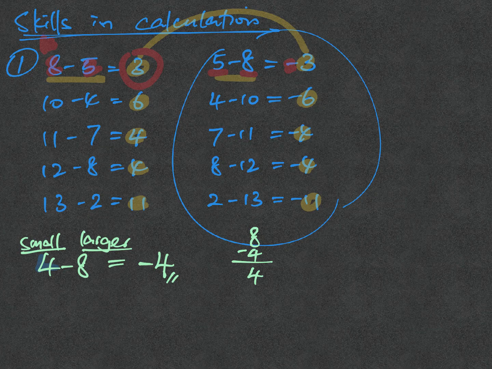Next, how about another question like 6 minus 11? Once again, it's a smaller one minus a larger one. But in our calculation, we will think of it as 11 minus 6 first. With column form, or mentally, it's equal to 5. And finally, the answer is negative 5.